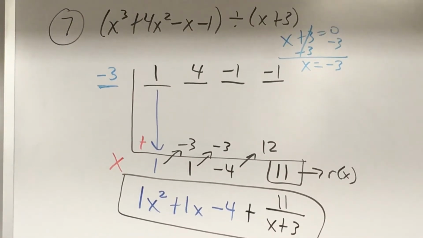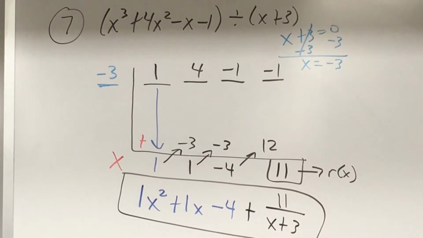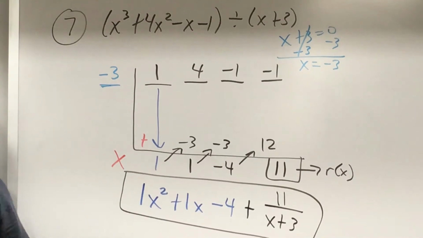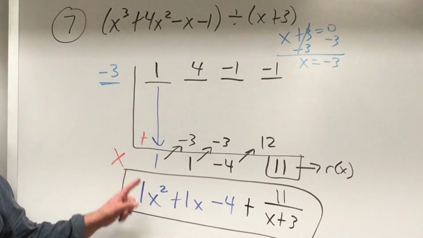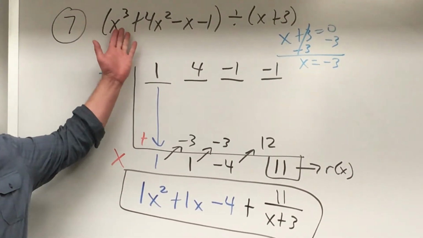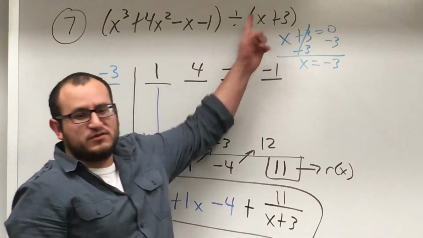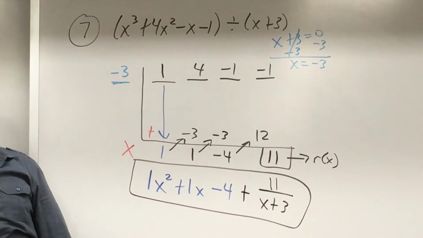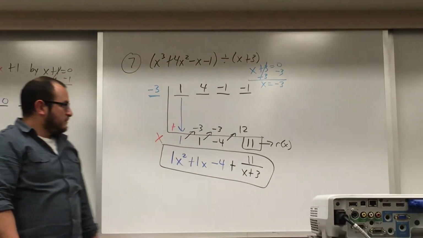So again, hopefully you're getting a flashback of synthetic substitution. If this is confusing again, watch the video, play it over, so you understand where these are coming from. Remember, you're dividing something that's a degree of 3 by a degree of 1. So 3 minus 1 is equal to 2. That's how you get the degree here. All right.